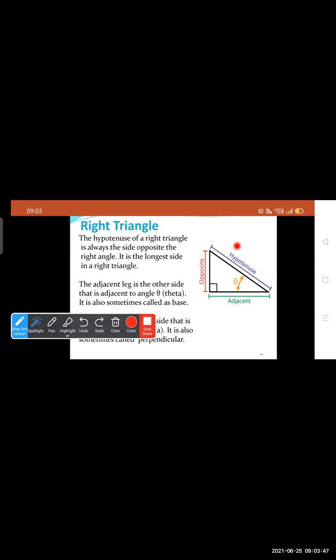Which one is the hypotenuse side? Suppose here the angle is alpha, then this one is the opposite side. Hypotenuse is common. This one is the hypotenuse side, and this side is the adjacent side. Okay.